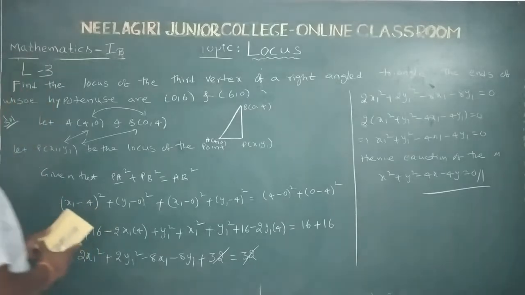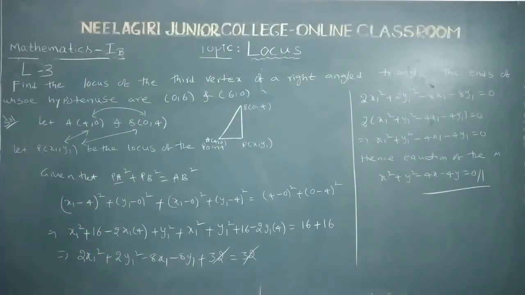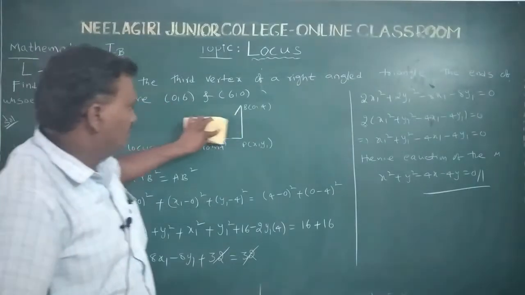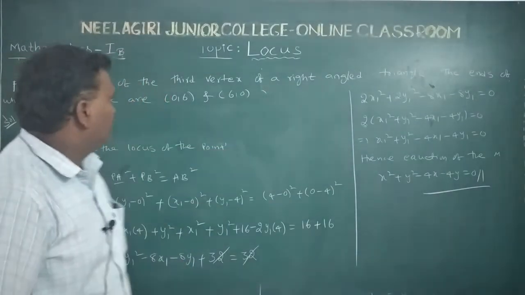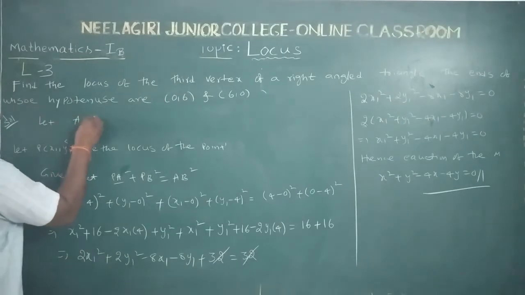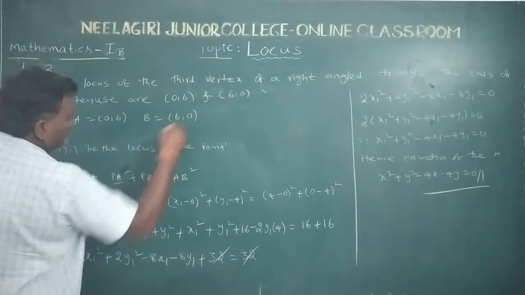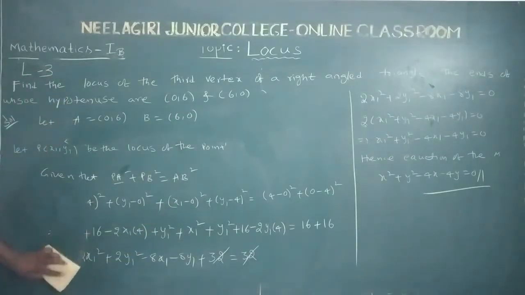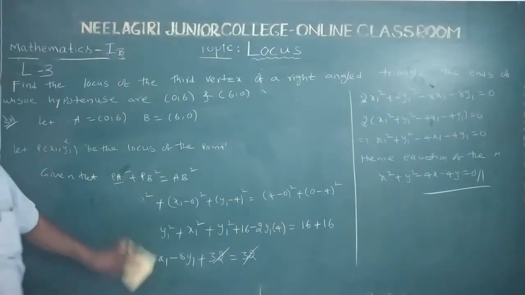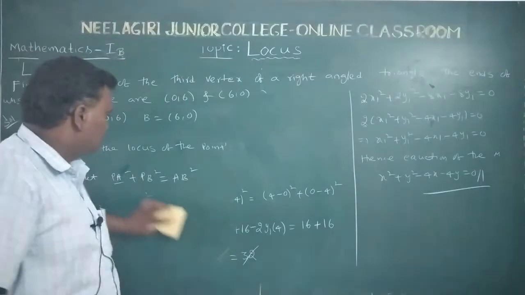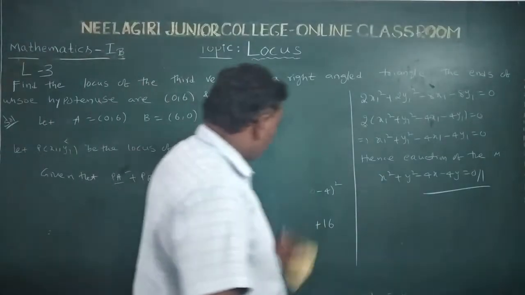What is the next problem? Find the locus of the third vertex of a right angle triangle whose hypotenuse ends are (0, 6) and (6, 0). First, let A be (0, 6) and B be (6, 0).